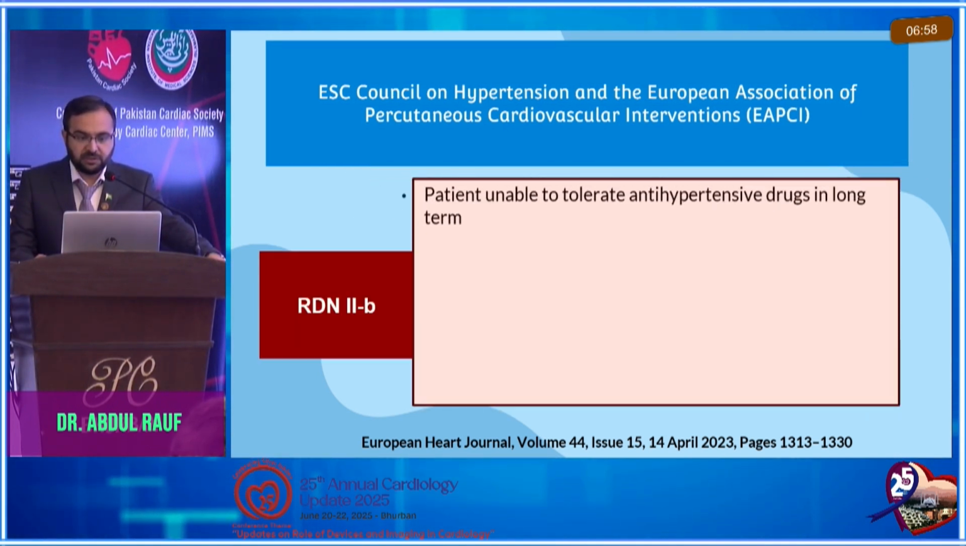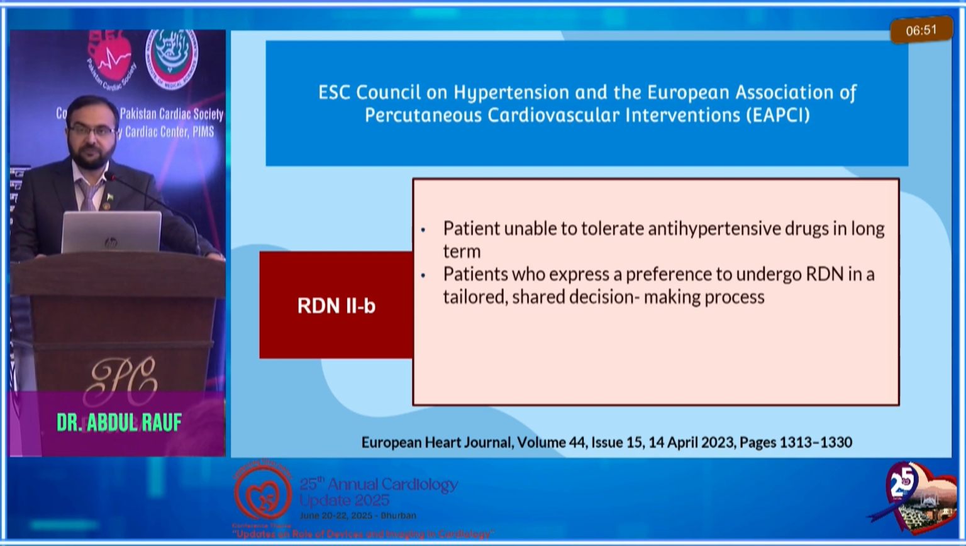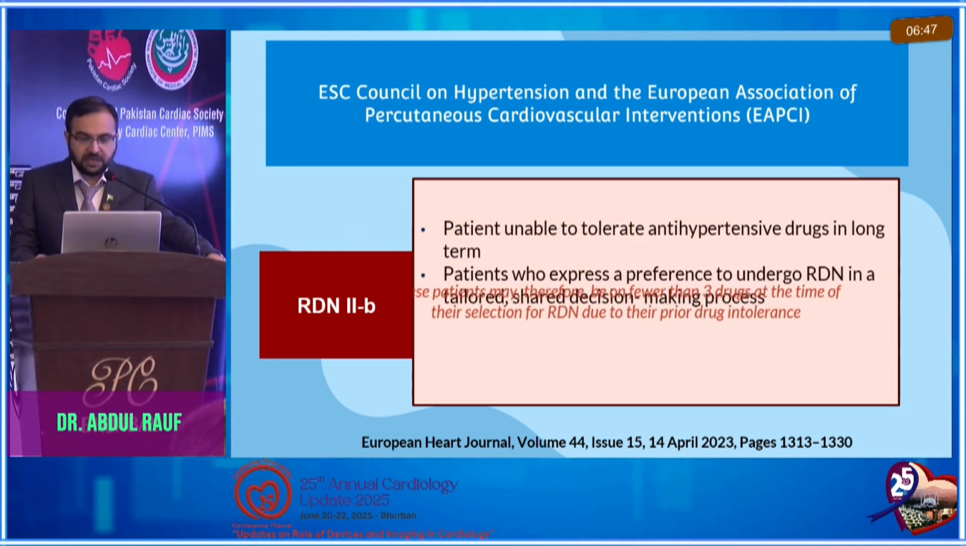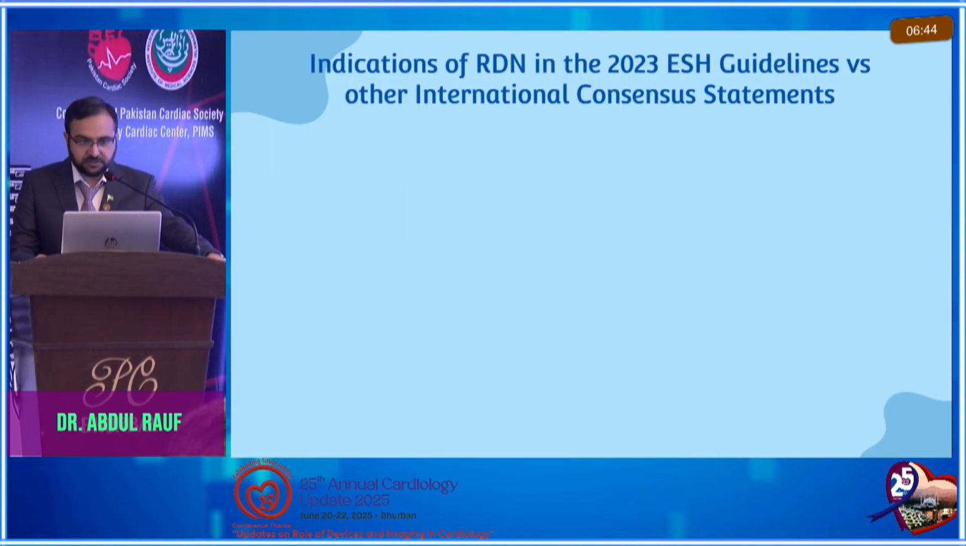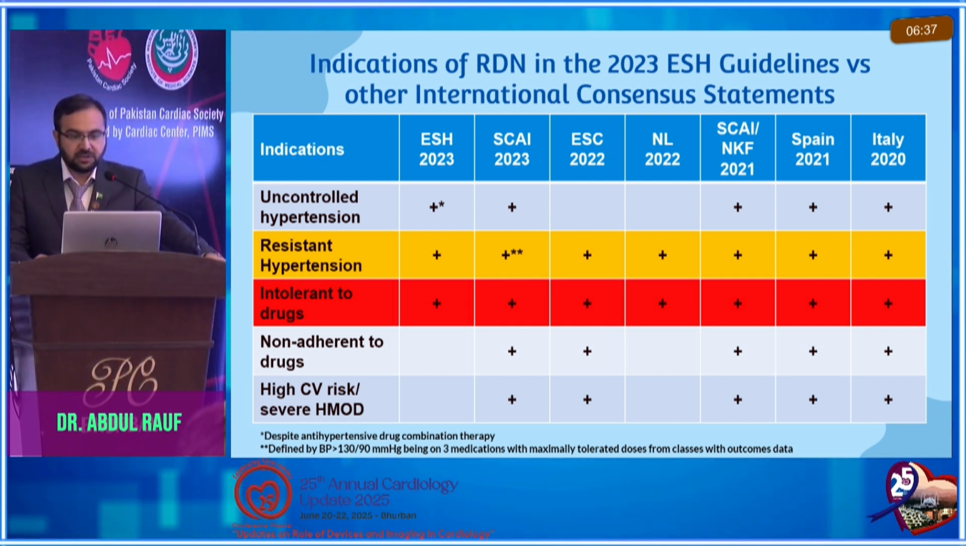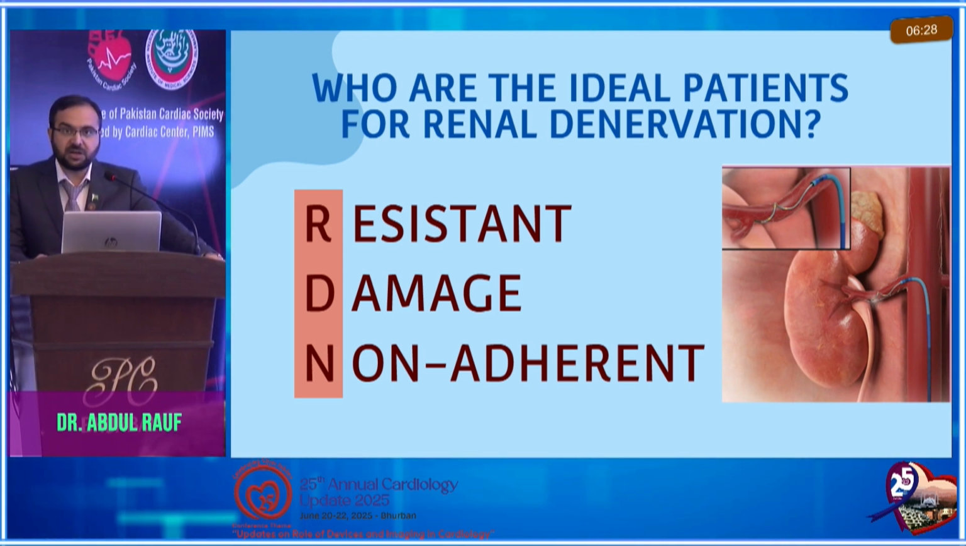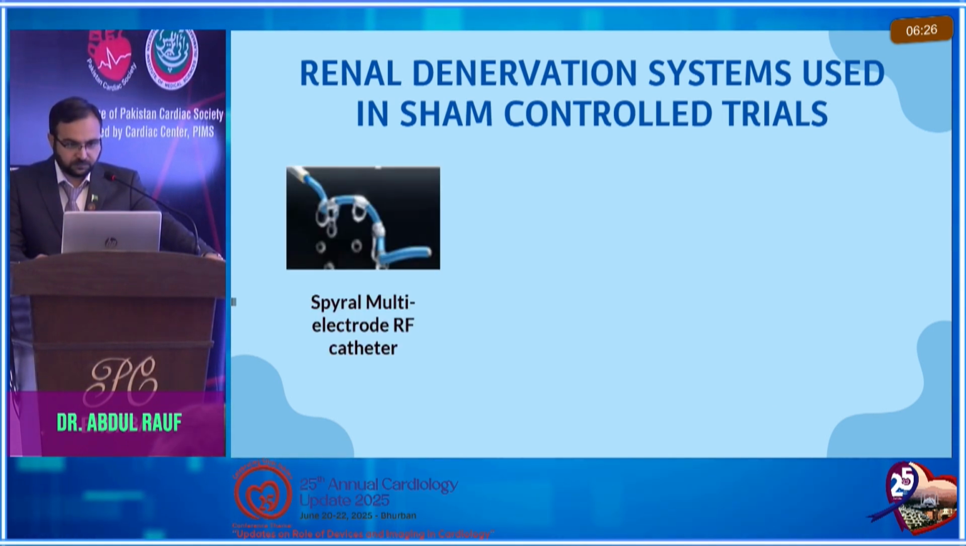There are some Class 2B recommendations, when the patient can't tolerate the drugs, or prefers to be treated by RDN through shared decision making, even if these patients are on fewer than 3 drugs. All these indications have been endorsed by almost all societies worldwide. So remember the indications for RDN: resistant hypertension, hypertension-mediated organ damage, and non-adherent patients.